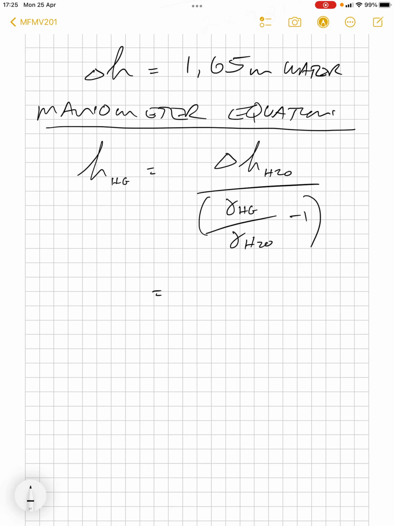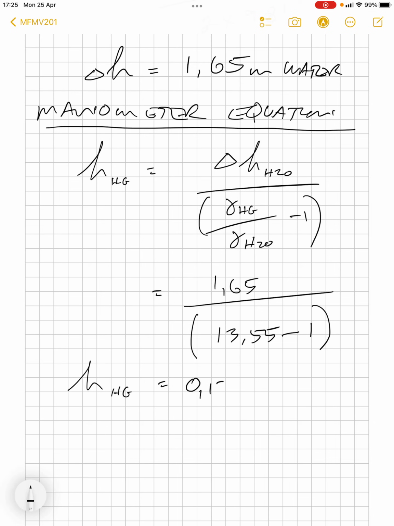So if we substitute delta H, we've just calculated as 1.65 meters of water, and then we substitute for the densities, we've got 13.55 minus 1, and we get the height difference of mercury would be equal to 0.13 meters. And that is what we were asked to calculate.